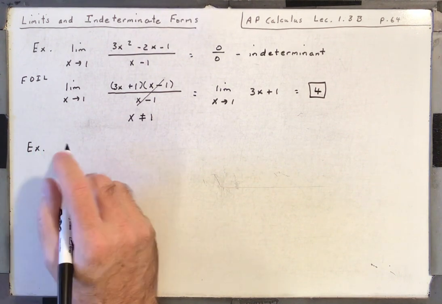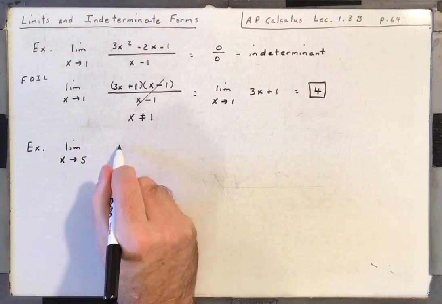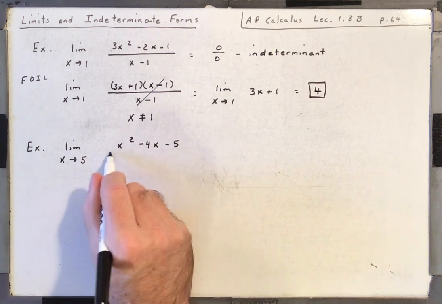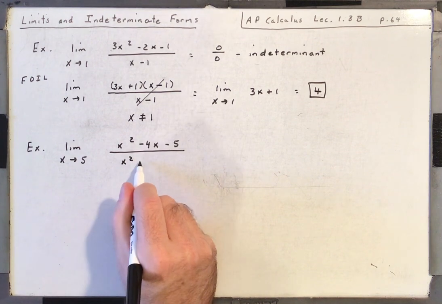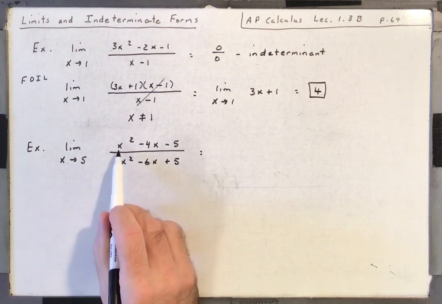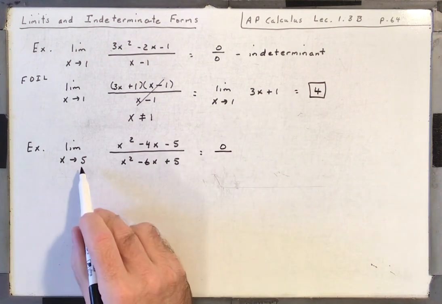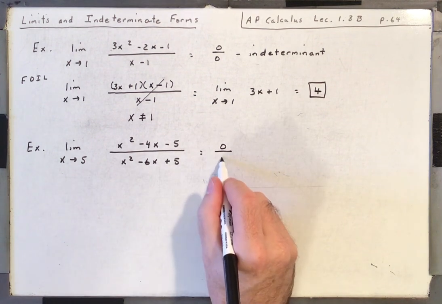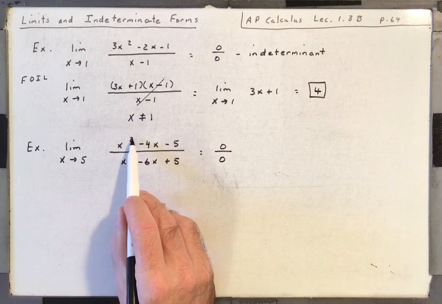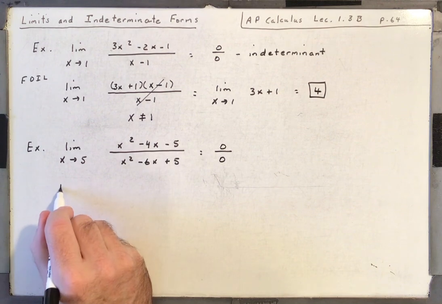All right, next example, let's evaluate the limit as x approaches 5 of x squared minus 4x minus 5 over x squared minus 6x plus 5. Now if you plug in a 5, you've got 25 minus 20 minus 5, 0 on top. And then here 25 minus 30 plus 5, 0 on the bottom. So this thing needs more work. Well, you've got two second degree trinomials, so that is a clue that maybe I'm going to need to do some factoring here.